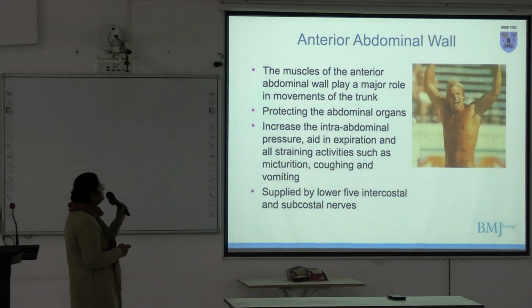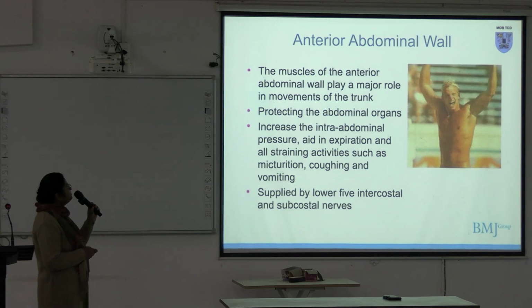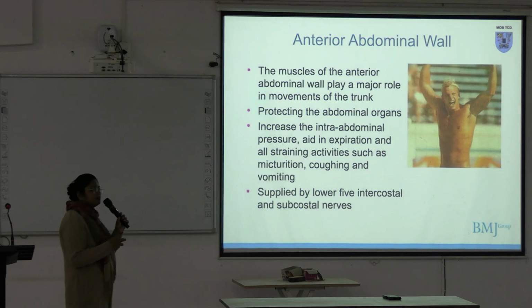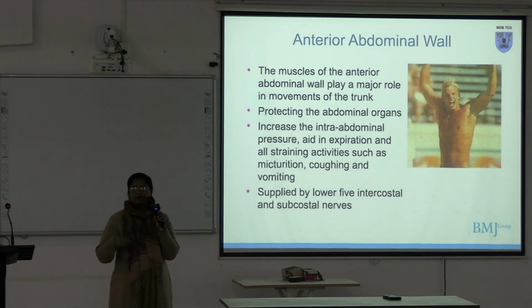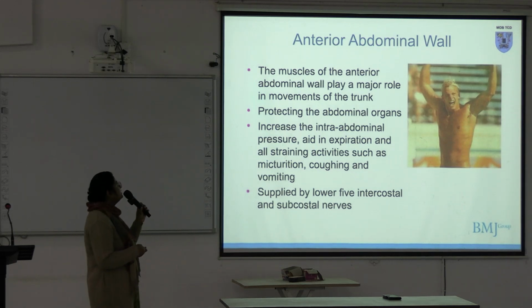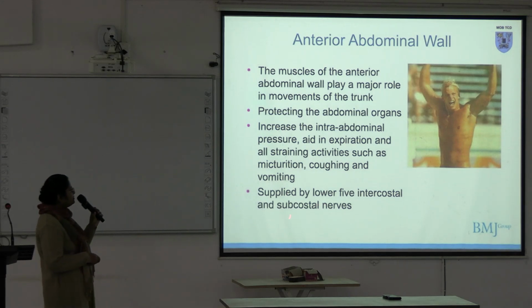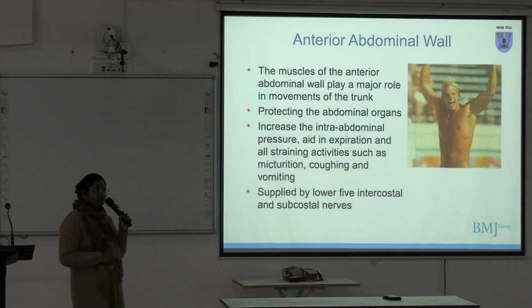So, muscles of the anterior abdominal wall play a major role in movement of the trunk. They protect the abdominal organs, increase the intra-abdominal pressure and aid in expiration and all the straining activities such as micturition, coughing and vomiting. This function is asked in your viva. Okay, all these functions of the abdominal muscles are supplied by the lower 5 intercostal and subcostal nerves.